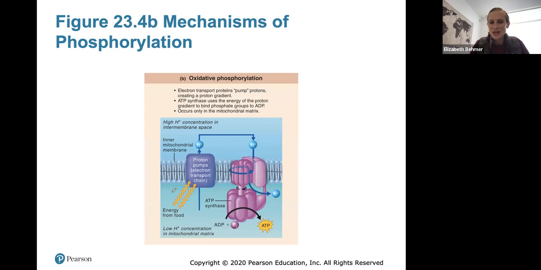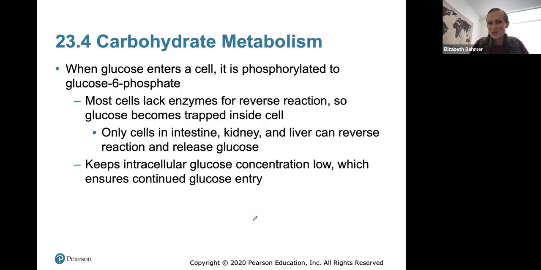Simply put, we're taking energy from food to pump hydrogen atoms across, so we get a greater concentration of hydrogen up here. Then the hydrogen rushes through this ATP synthase. So we have phosphorylation of ADP plus the phosphate group to create the most ATP. And we'll go through that when we get to the electron transport chain.